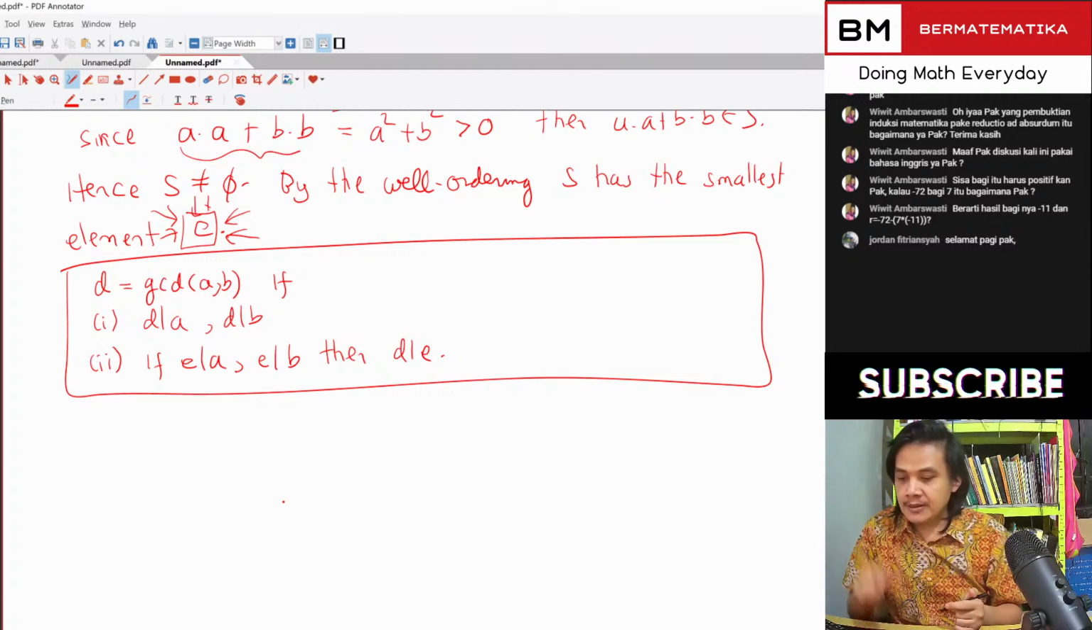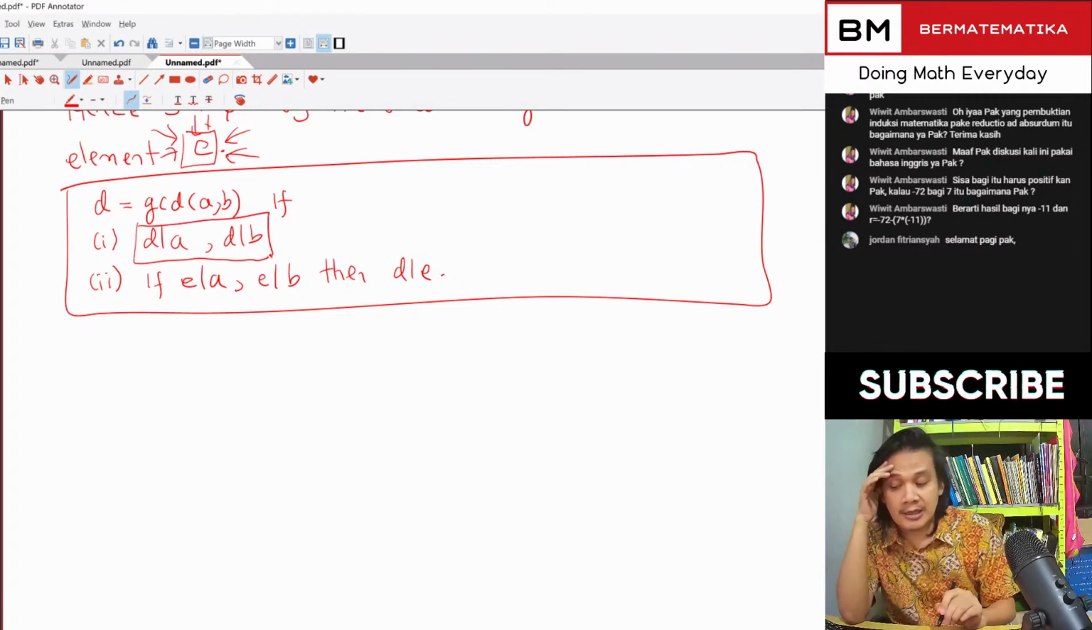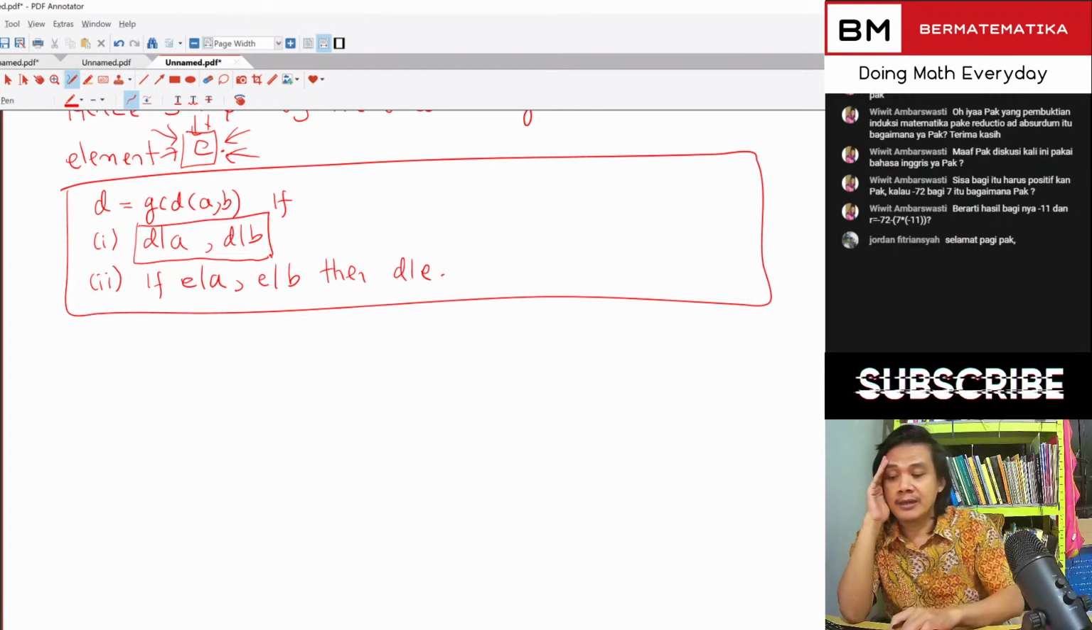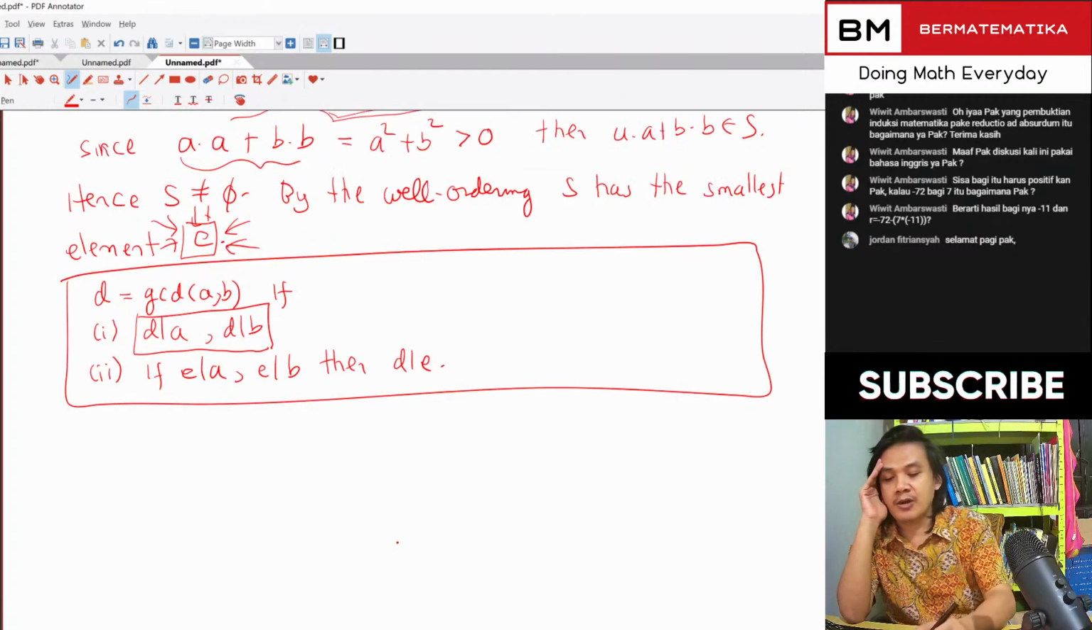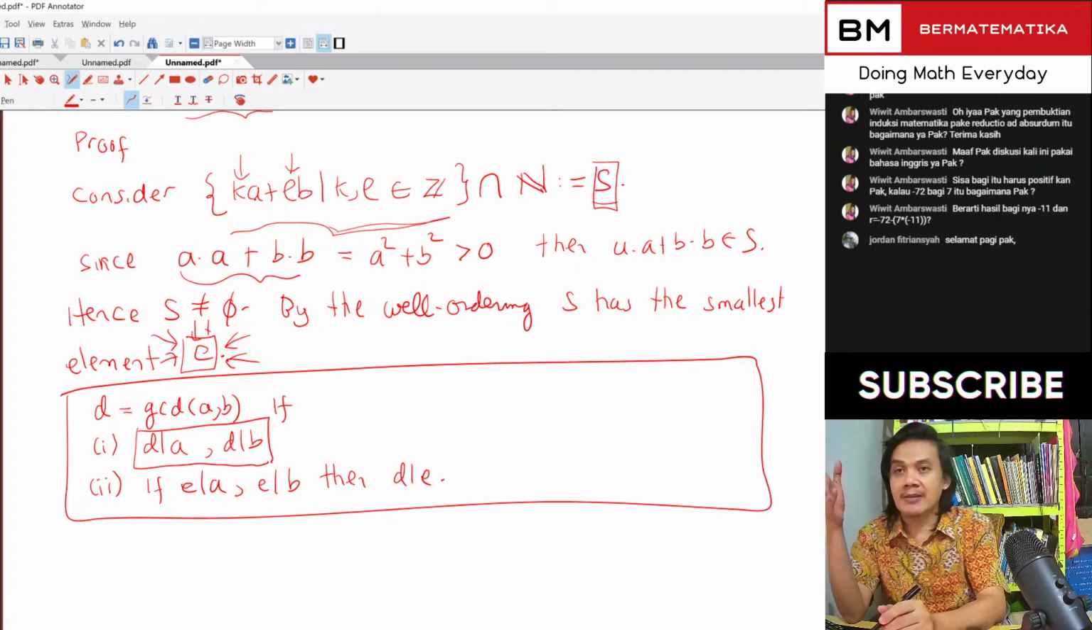Okay, so first, let's check if C is really a common divisor of A and B, right? What we know about C so far is that C is the smallest element in S. So in particular, C can be written as K times A plus L times B.